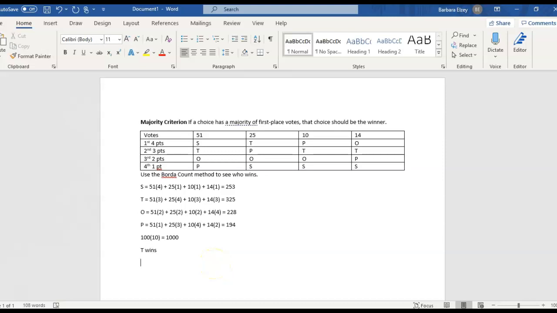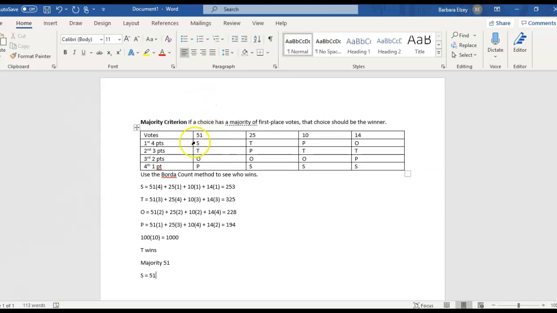All right, but let's remember that a majority is over 50%. Since we have 100 voters, anyone with 51 or more votes is going to be a majority. So a majority will be more than half. Half of our 100 voters would be 50, more than half will be 51. Okay, so let's do plurality here, and let's notice that S would get 51 votes. That's a majority if we did plurality.